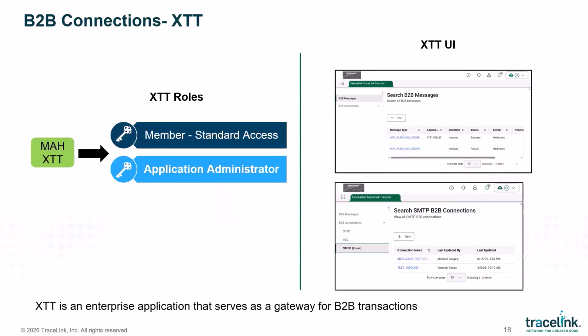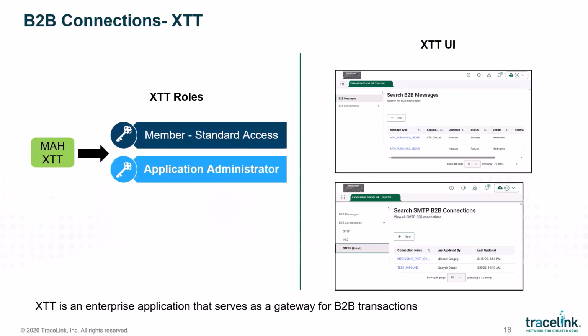Next, we'll look at the XTT, which is TraceLink's B2B gateway. XTT stands for Extensible TraceLink Transfer. Think of XTT as a data traffic controller. This is where all incoming and outgoing data first arrives before they are processed according to the B2B configurations. It supports AS2, SFTP, and SMTP protocols.